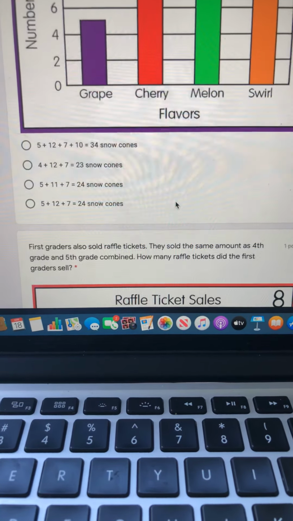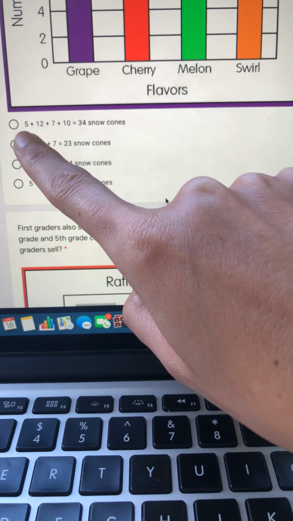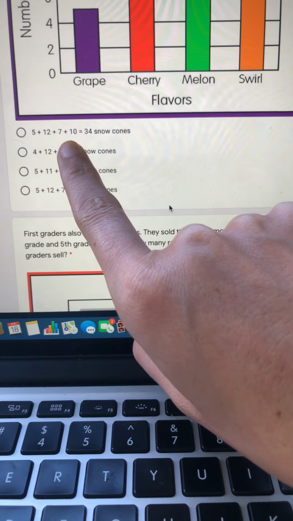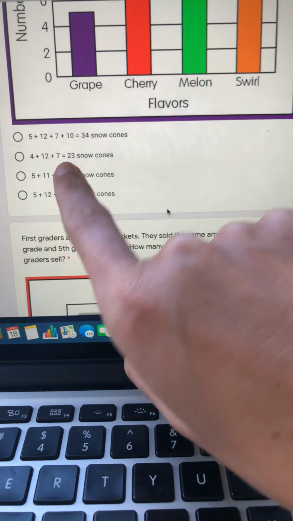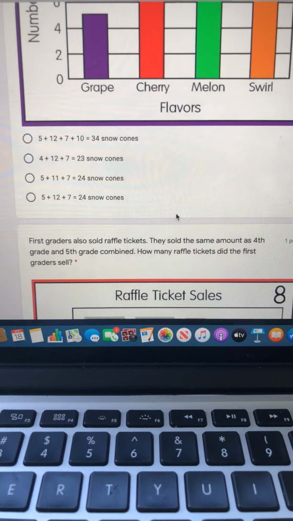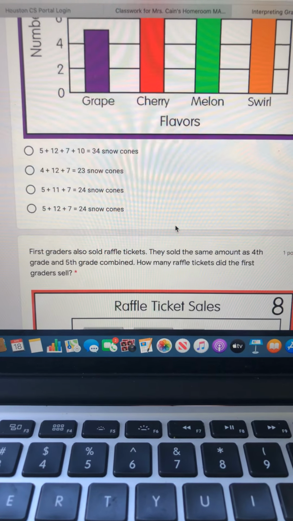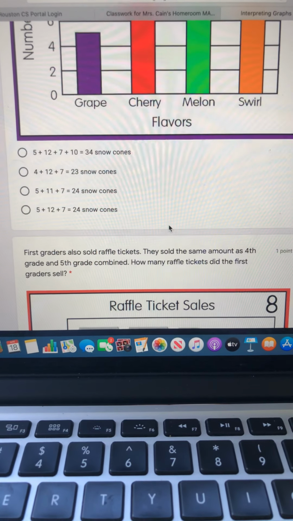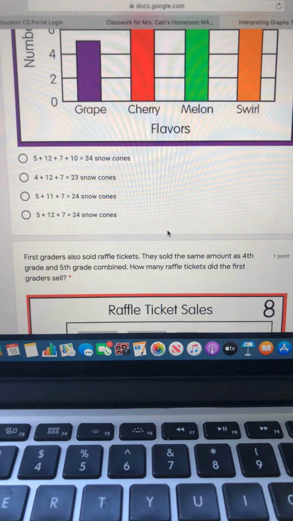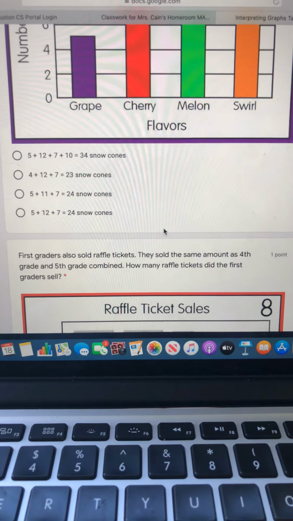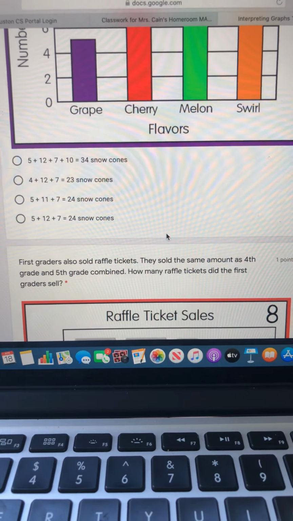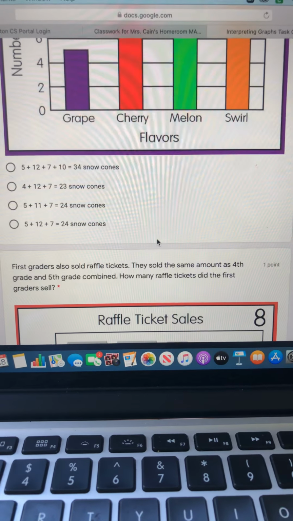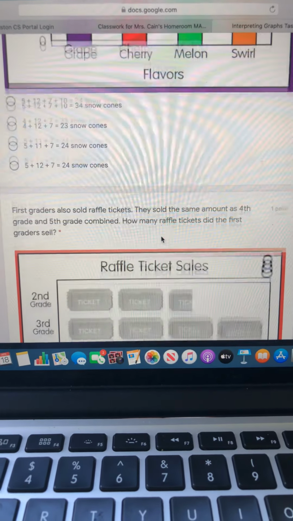All right, so then at the bottom, you have 5 plus 12 plus 7 plus 10 equals 34 snow cones. I'll read that one more time. 5 plus 12 plus 7 plus 10 equals 34 snow cones. 4 plus 12 plus 7 equals 23 snow cones. 5 plus 11 plus 7 equals 24 snow cones. Or 5 plus 12 plus 7 equals 24 snow cones.